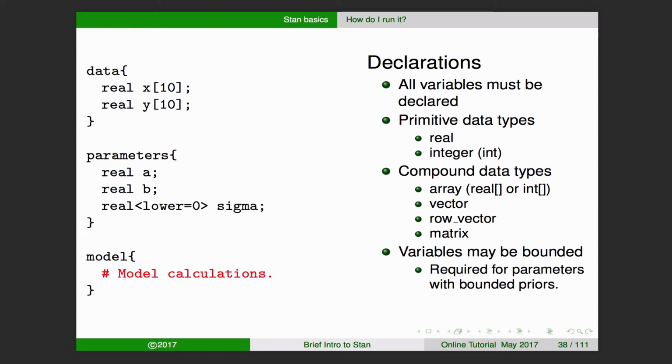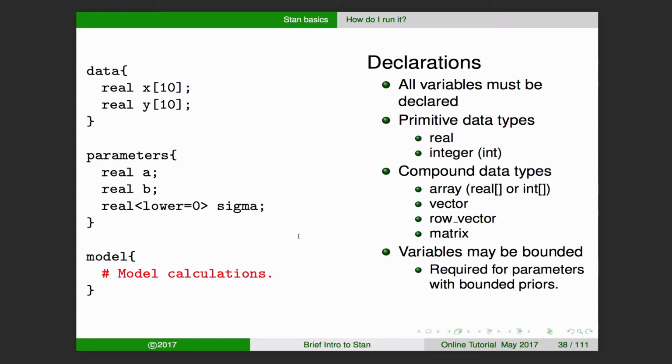In our parameters here, we're going to declare our intercept, our slope, and our standard deviation. They're all reals. In the case of our intercept and slope, they can be anywhere on the real line, but sigma has to be positive, at least non-negative. And notice here's the syntax for specifying bounds on a parameter. So in this case, I'm specifying it has a lower bound of 0 by saying lower equals 0. You can also specify an upper bound by saying upper equals whatever the number is. And if you have both, you separate them with a comma.